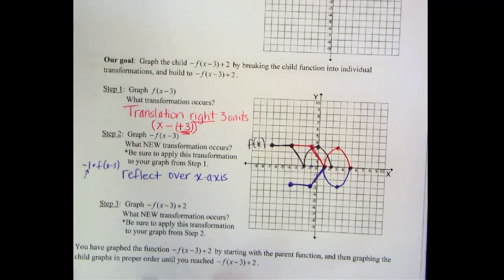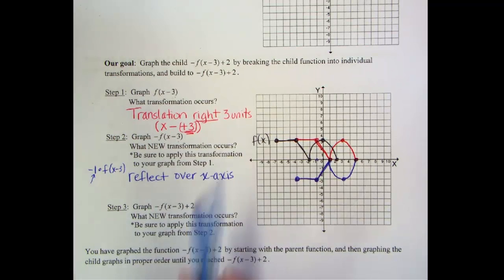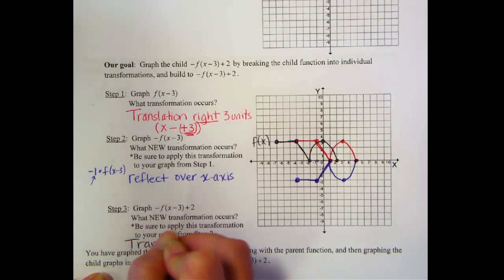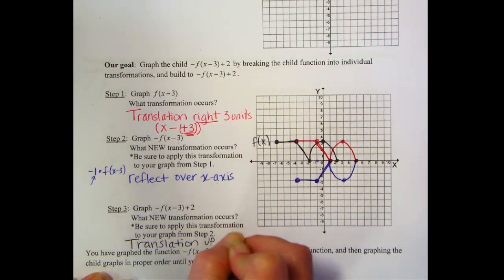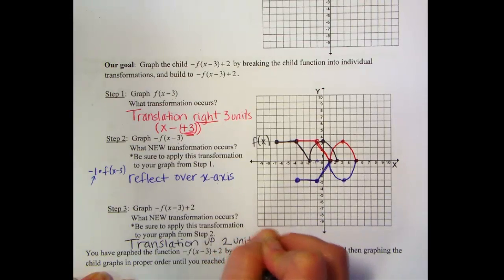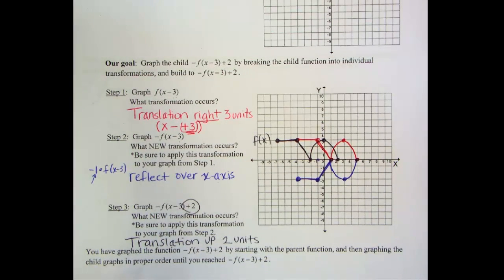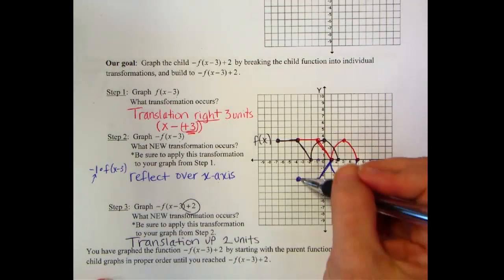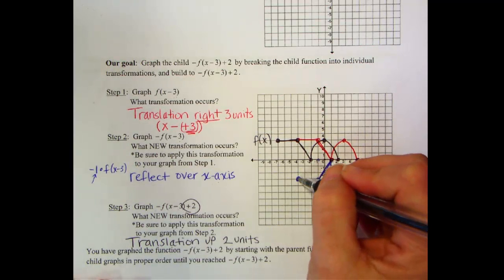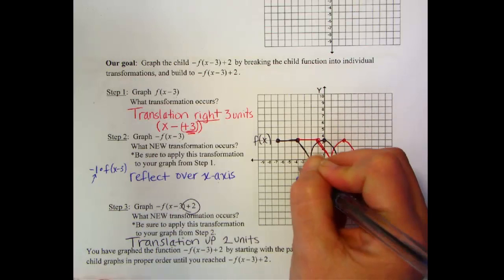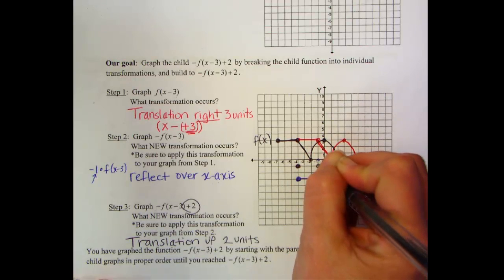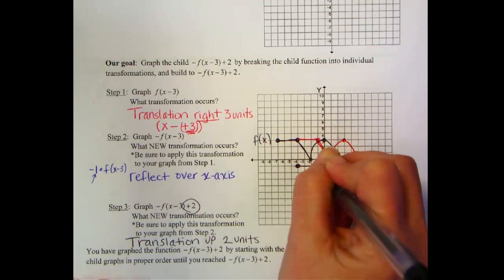Now finally, the last step, step 3. We've graphed negative f of x minus 3, but now we need to add on the plus 2 at the end. Again, our new transformation is a translation up 2 units. We've seen with any parent graph that plus 2 at the end means move everything up 2. And we're going to take our most recent graph. So I take my blue graph and move all those points up 2 units. And you can start to see why we suggest colored pencils, because it starts to get messy.